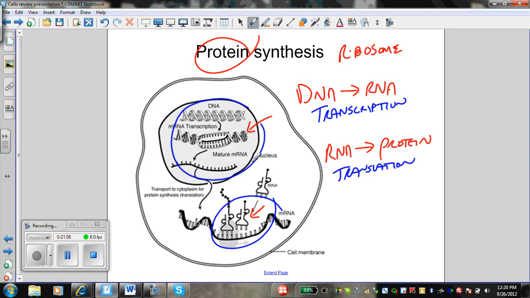You need to know that there are three different types of RNA: mRNA, tRNA, and rRNA. Those are not the only types of RNA that we know of in biology, but they're the only ones we're focusing on for this section. The tRNAs are the ones bringing in the pieces of protein, which are amino acids. The rRNA is what makes up the ribosome. And the mRNA is the actual copy, so that gets manufactured first in the transcription process. Okay, so that is protein synthesis.